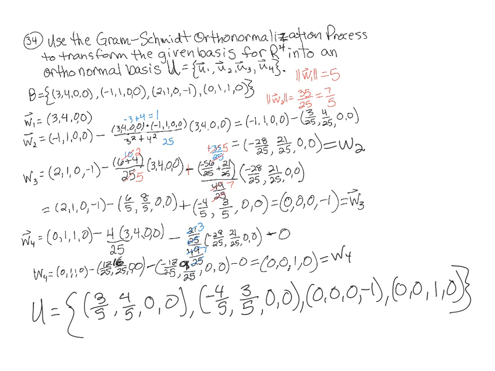And that's how you know if you're in R4, you need to have 4 vectors. If you have 4 vectors in R4, then as long as they are orthogonal and normal, then you know that you have an orthonormal set that is a basis for all of R4.